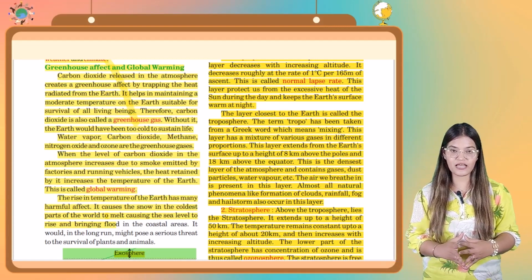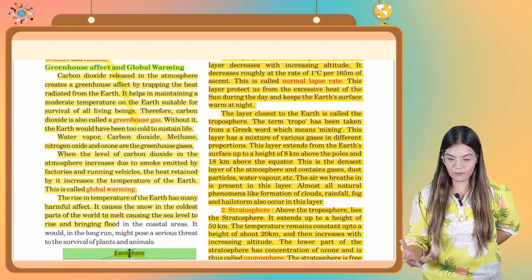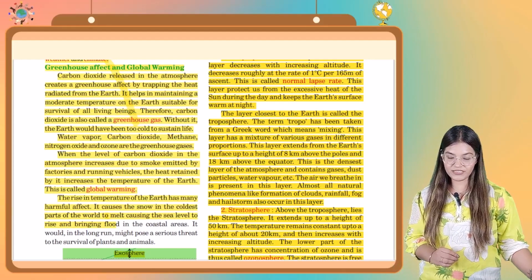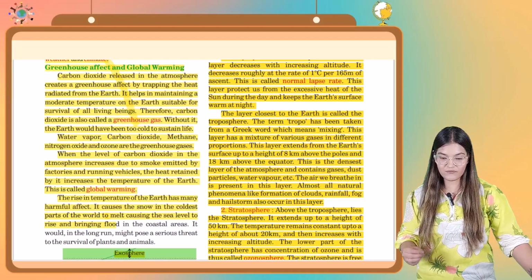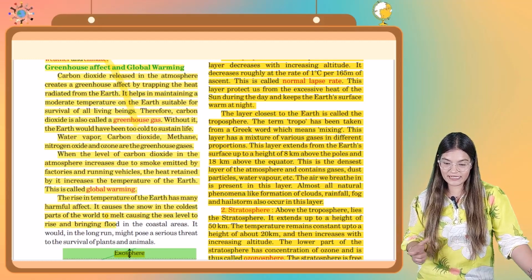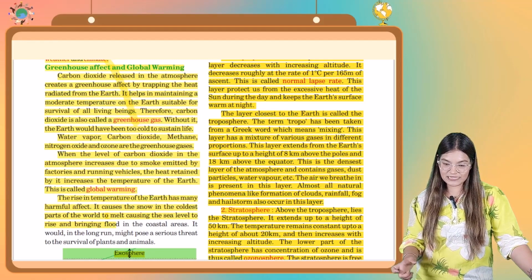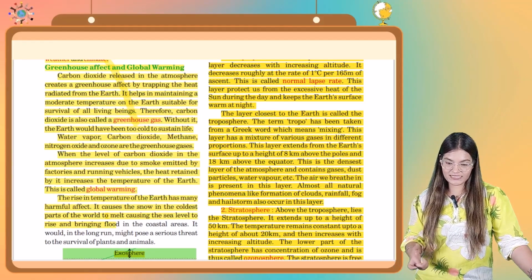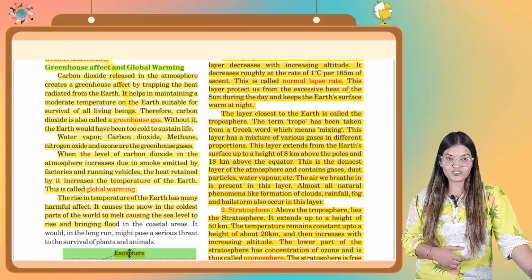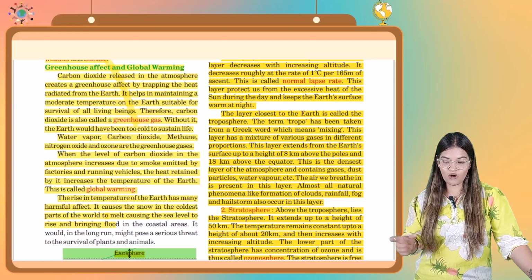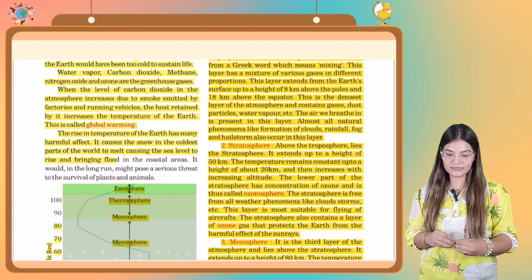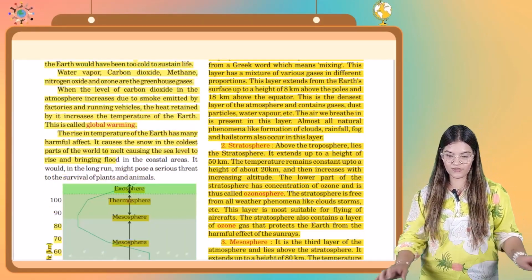काफी ज्यादा mixture होती है gases की that comes in different proportions. This layer extends from the earth's surface up to a height of 8 km above the poles and 18 km above the equator. This is the densest layer of the atmosphere and contains gases, dust particles, water vapor, etc. The air we breathe in is present in this layer. Almost all natural phenomena like formation of cloud, rainfall, fog and hailstorm also occur in this layer. तो जितना rainfall होता है, जो भी hailstorm होता है, that occurs in this layer, troposphere में.